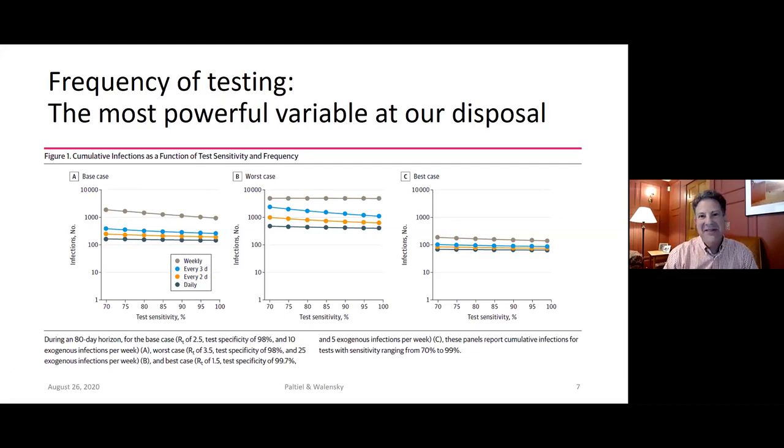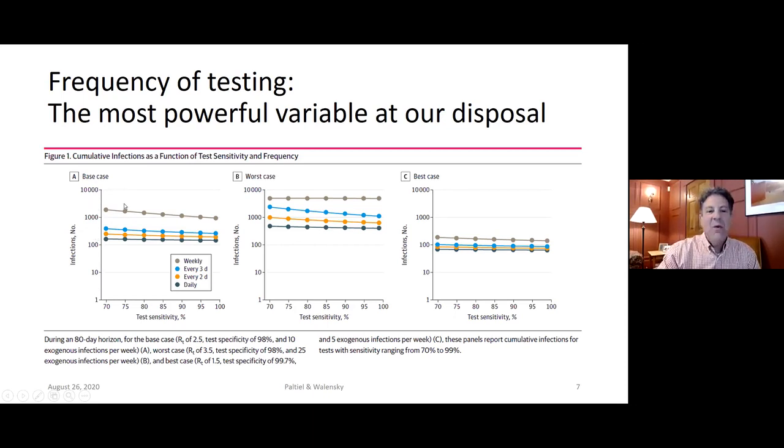Very quickly, I just want to blow through this particular slide, only to tell you that we explored a lot of scenarios and we played with this model a lot. And of all the variables at the disposal of university administrators, the single most powerful one is the frequency of testing. Over and over, we've seen this, and it's been confirmed by other modelers as well. Let's look at the base case on the extreme left. Here you have the test sensitivity running from 70% to 100%. Here you have the number of infections being created. And let's point out, this is a logarithmic scale. So to use technical jargon, any differences that are visible to the naked eye are really big.